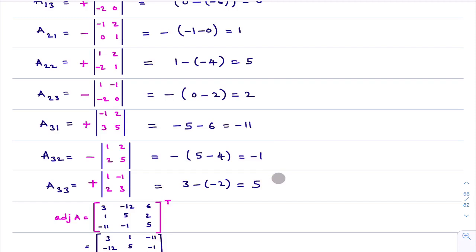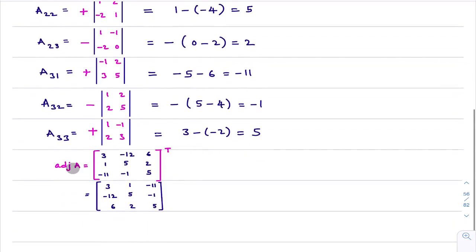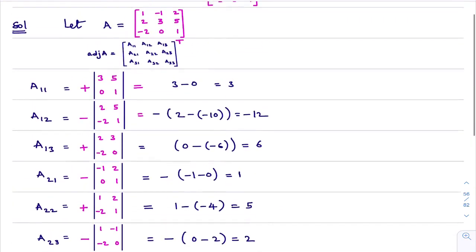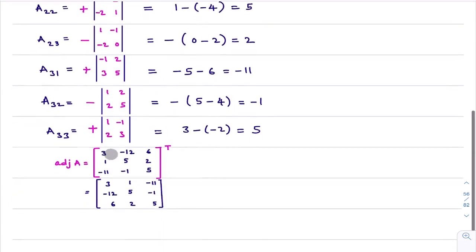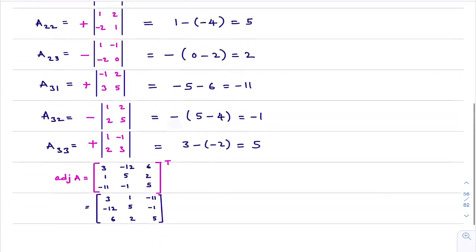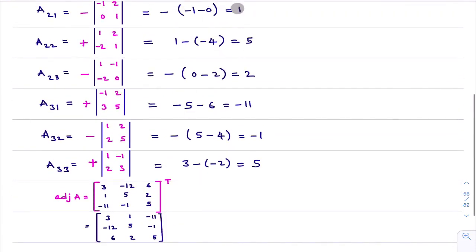Now what I'll do, adjoint. What is the adjoint definition? The adjoint of a square matrix is obtained by transposing the cofactor matrix, the transpose of cofactor elements. See here, A11. What is A11 you got here? See, A11 is 3, A12 is minus 12, A13 is 6. 3, minus 12, 6. Like that. A21, what is A21? See here, A21 is 1, 5, 2. I wrote with respect to the cofactor elements.